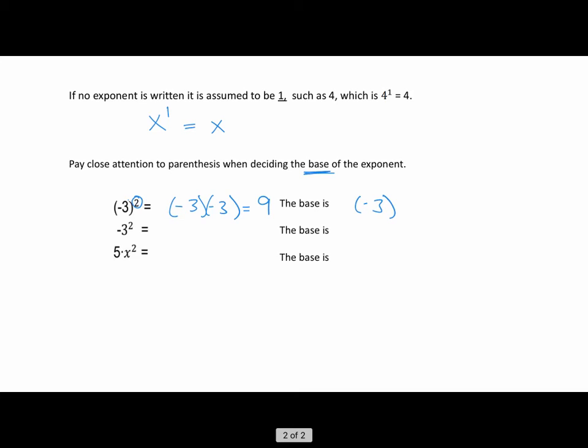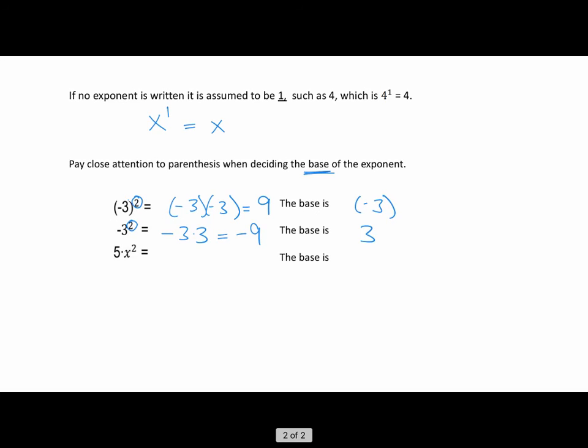For the second example, the exponent is only touching the 3. So 3 is the base here. The negative just stays in front. So we have the negative of 3 times 3, which is 9. So that makes it a negative 9.